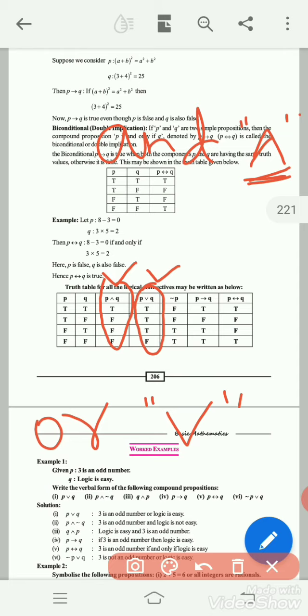See, first one, true, true, true. True, false, true. False, true, true. Both are false, then only it is false. In the remaining 3 cases, it is true.